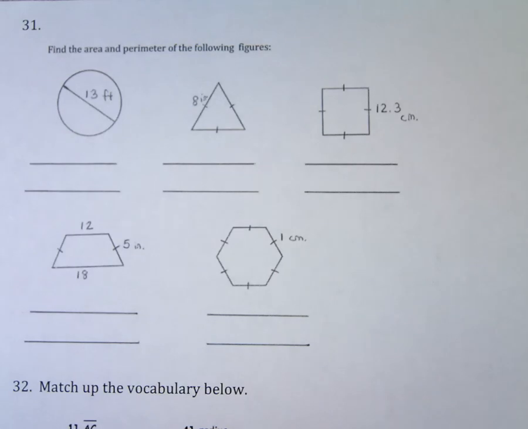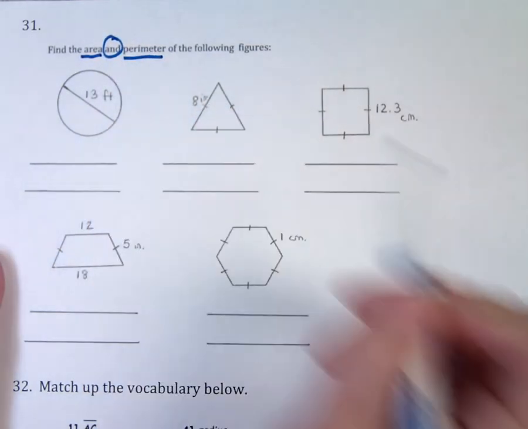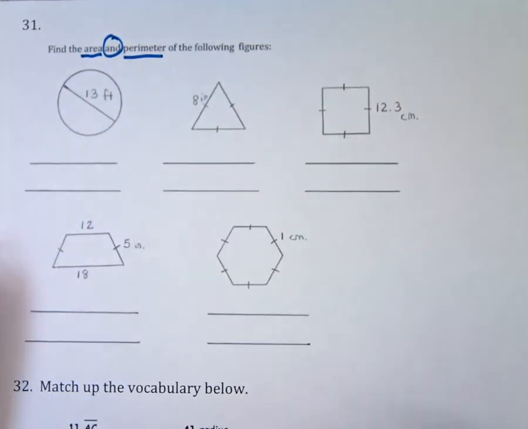Video number 3 to the Geometry Spring Final Review. Let's get going. Okay, in this section we're finding area and we're finding perimeter of the following figures. So some of these problems we don't have a lot of space to write, but I think we'll be okay.